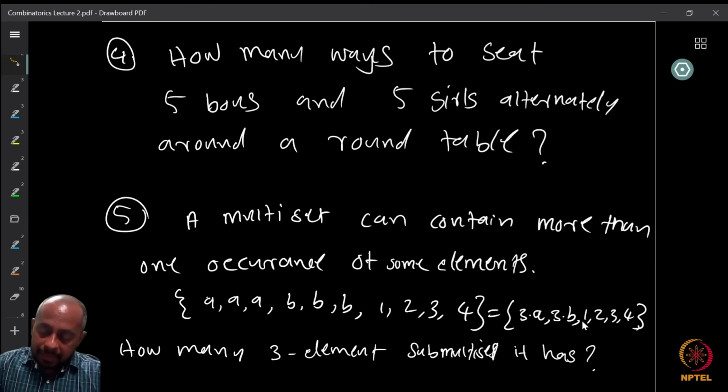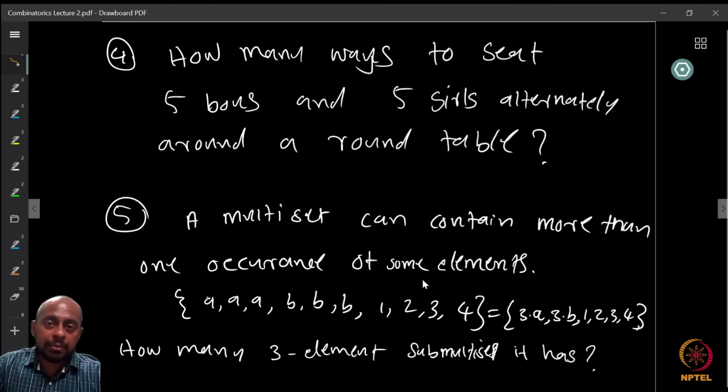So how many 3 element sub-multisets does it have? I allow multisets, but each must be a subset of this. I cannot allow more than, for example, 3 B's in any sub-multiset, or more than one 2, because 2 appears only once in the multiset. So a sub-multiset can also contain only one copy of 2.